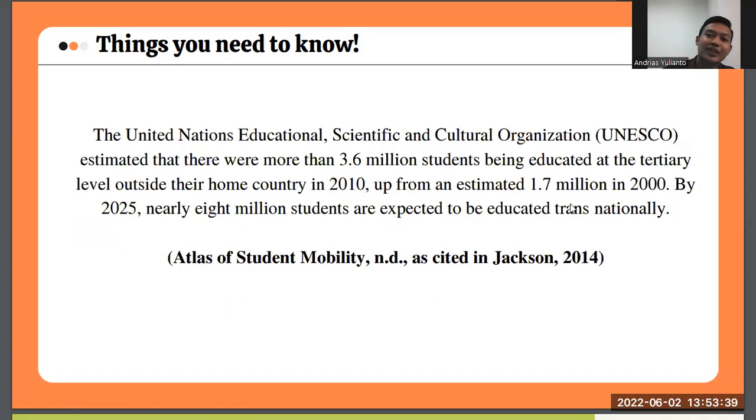But then education also rises. The United Nations Educational, Scientific, and Cultural Organization, UNESCO, estimates that there were more than 3.6 million students being educated at the tertiary level outside their home country in 2010, up from an estimate of 1.7 million in 2000. By 2025, nearly 8 million students are expected to be educated transnationally.